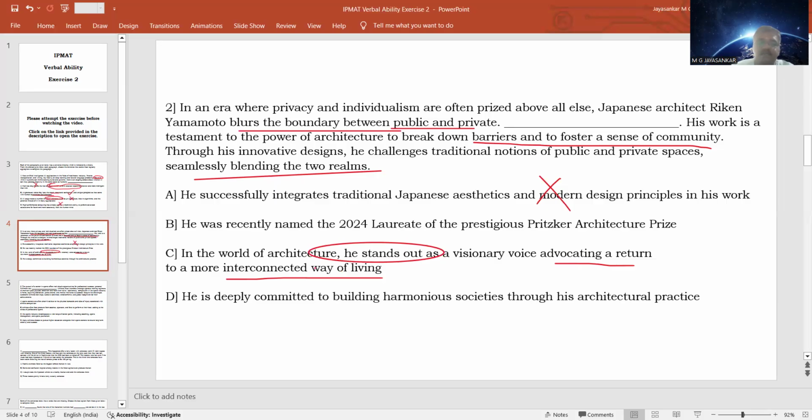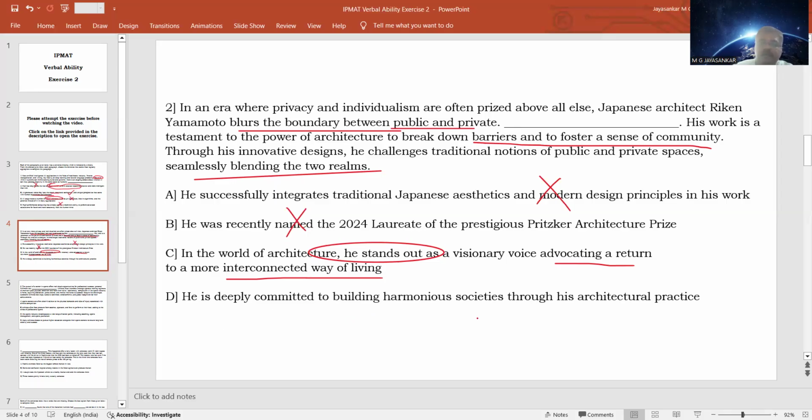So this statement is more in tune with the logic of the passage. This option B is only talking about an achievement that is not really in tune with the logic that is there between the first and third sentence. So this option C would be a better answer. We will keep it in mind. So we will eliminate option B because we got another better answer, option C. Now we go to option D.